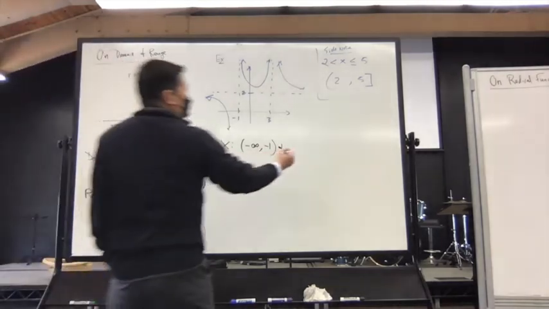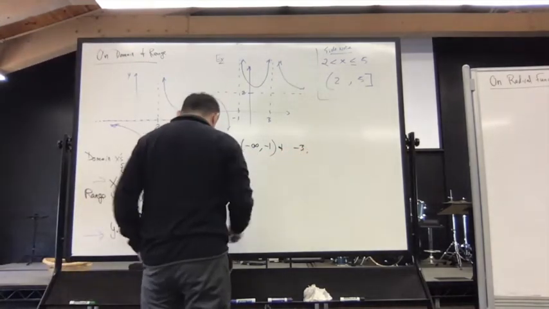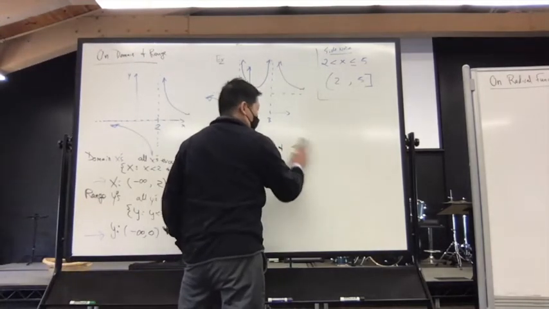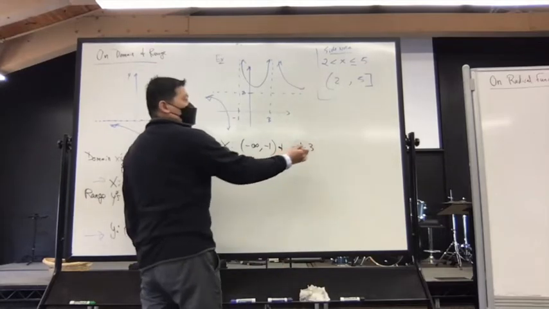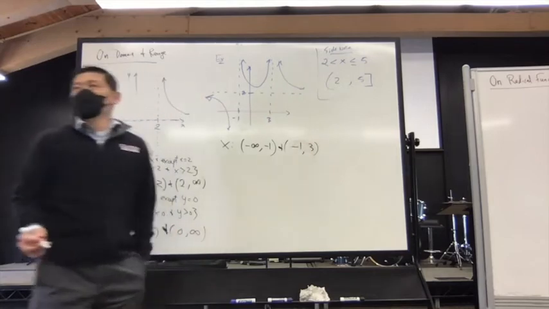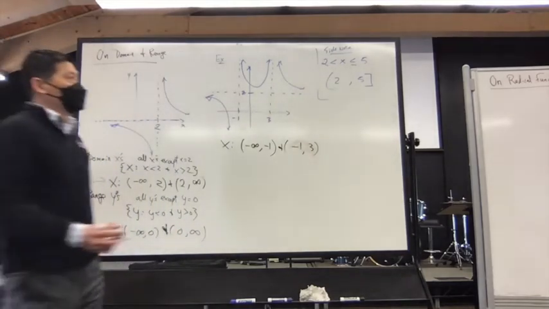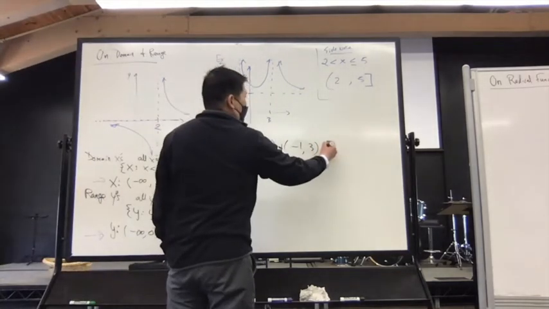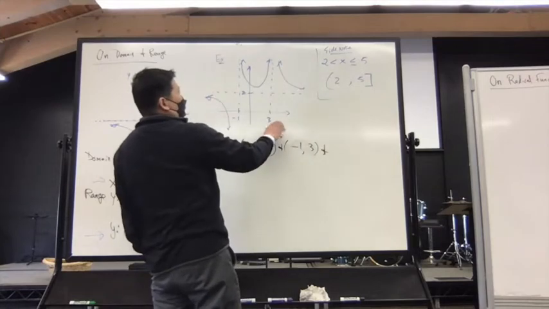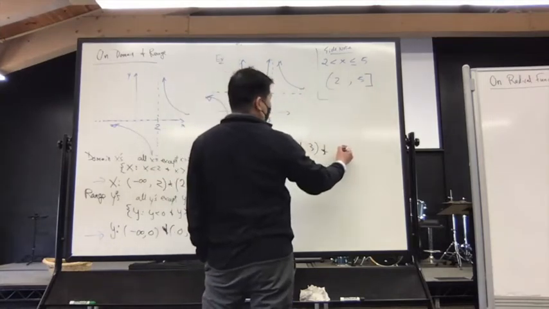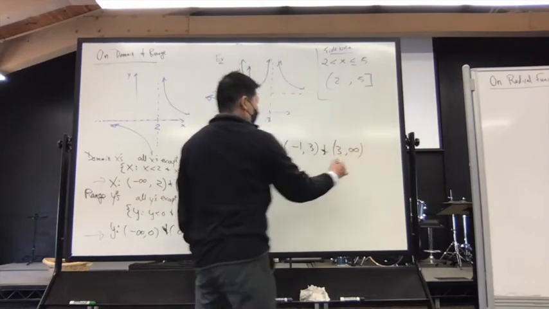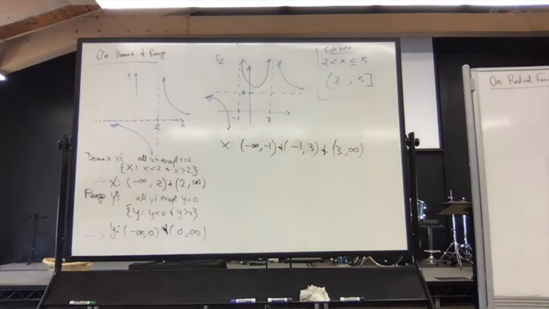So you got -1 and 3, but because they do not include -1 and 3, it's parenthesis instead of bracket. And then x is beyond that, so then you got 3 and positive infinity, so then you have a domain written this way.